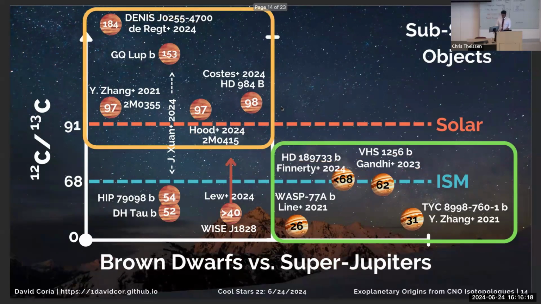The second thing to note here is that besides the couple of stragglers on the brown dwarf side, we are seeing a potential correlation between the carbon-12 to carbon-13 ratio and the object's mass. So the more massive brown dwarfs are exhibiting solar to supersolar carbon-12 to carbon-13 ratios, while the smaller Jupiter-class exoplanets are showing some carbon-13 enrichment.